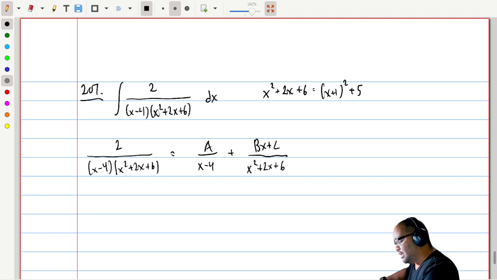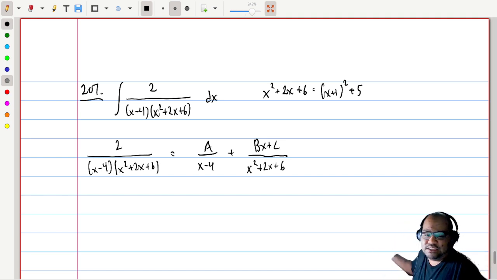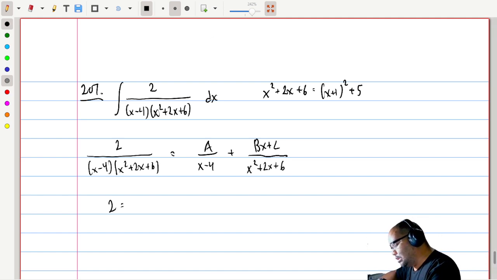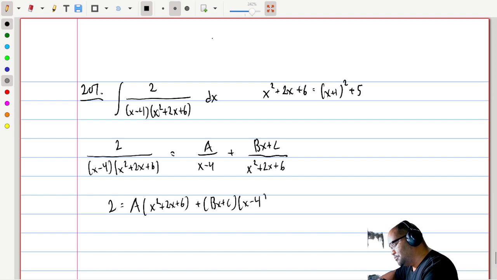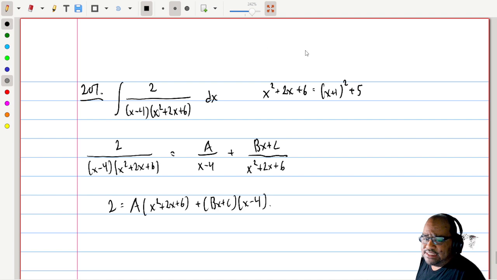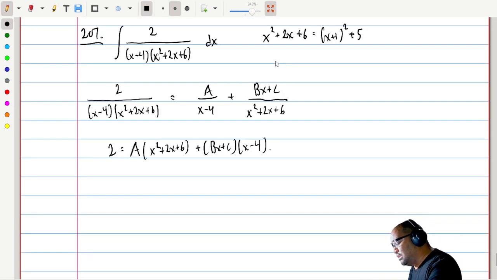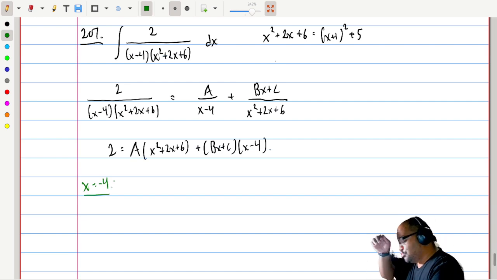Now, this is where you kind of have to do some extra work, or if you want to just pass through a system of equations. So 2 equals A times x squared plus 2x plus 6. So that's kind of going to be annoying to do. Plus Bx plus C times x minus 4. So the one clever value that I can choose for x is x equals 4. It makes my life a little easier. So x equals 4 gives me 2 equals... Well, the B and C terms vanish because 4 minus 4 is 0.